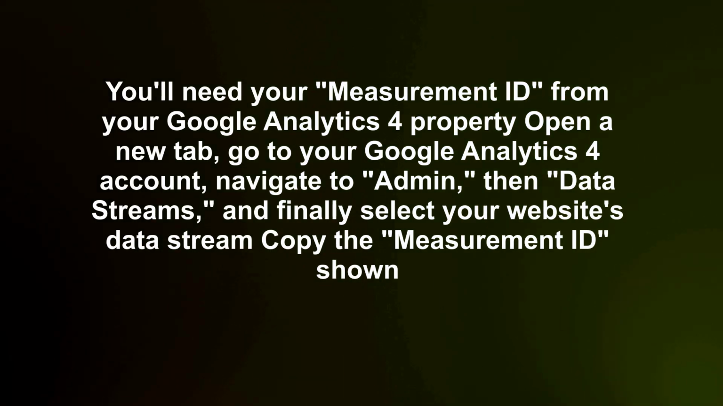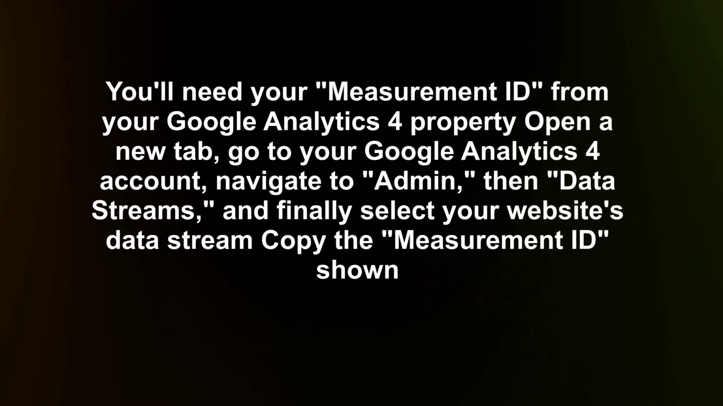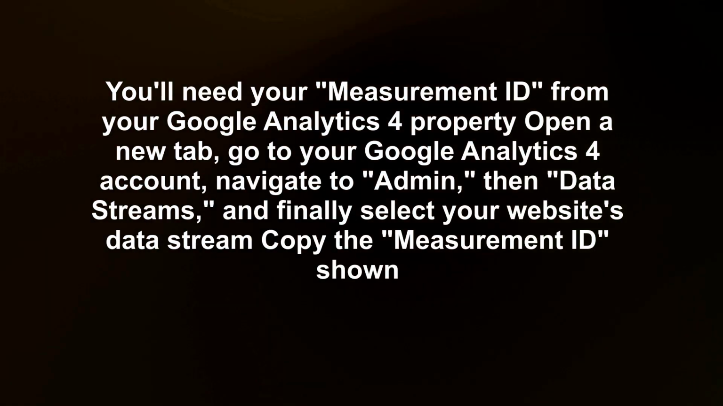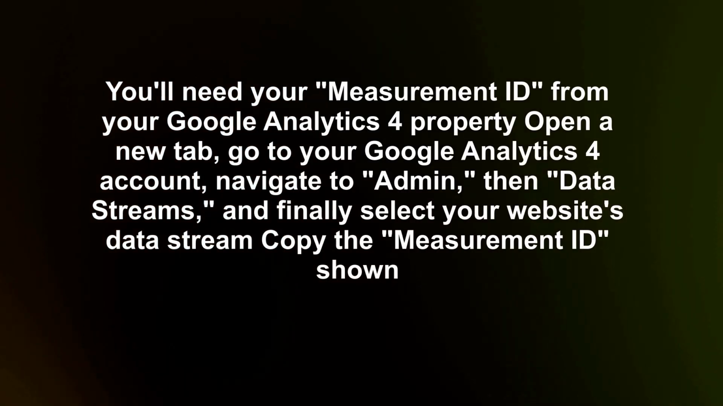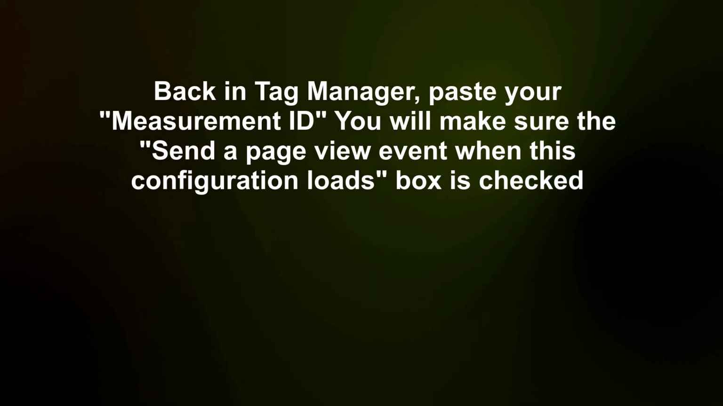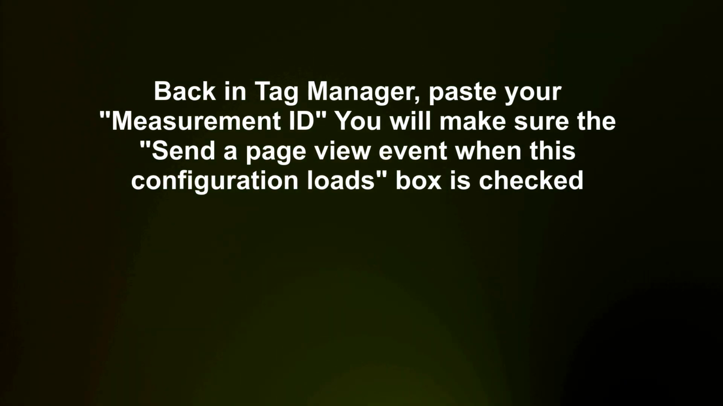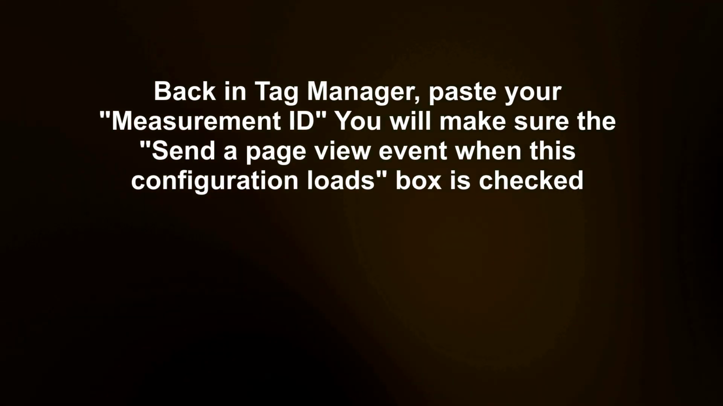Open a new tab. Go to your Google Analytics 4 account. Navigate to Admin, then Data Streams, and finally select your website's data stream. Copy the measurement ID shown. Back in Tag Manager, paste your measurement ID. Make sure the box to send a page view event when this configuration loads is checked.